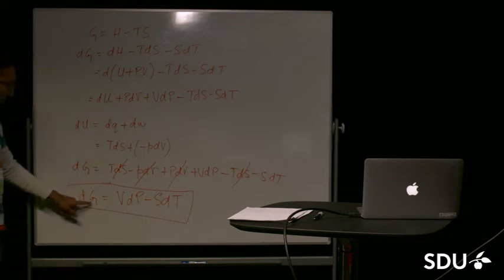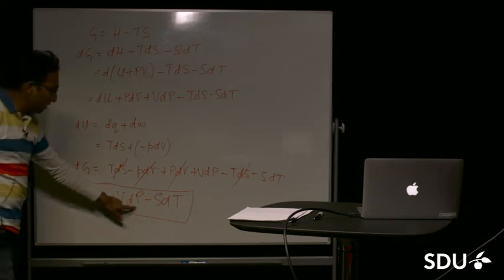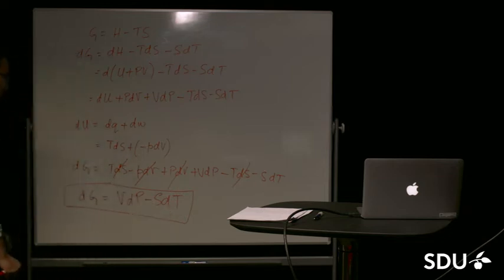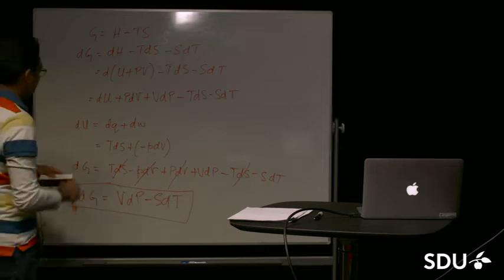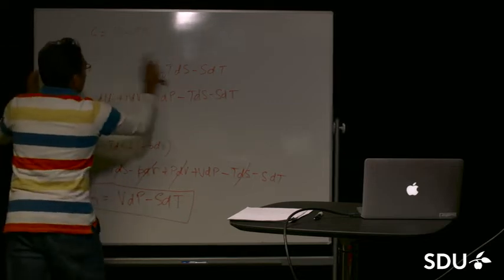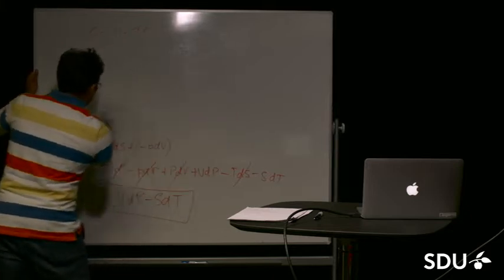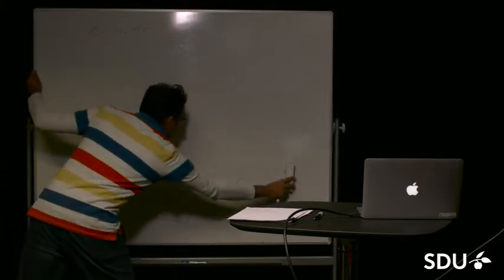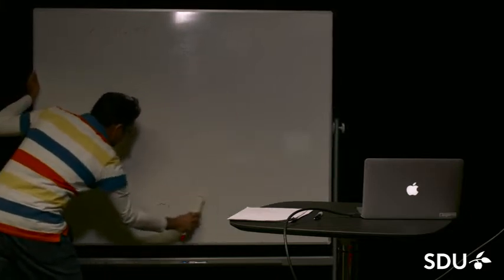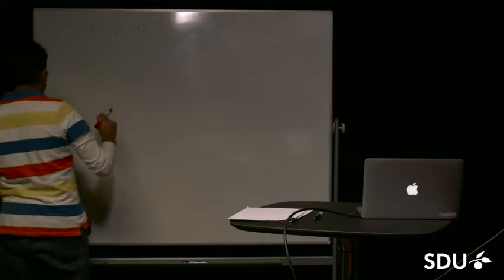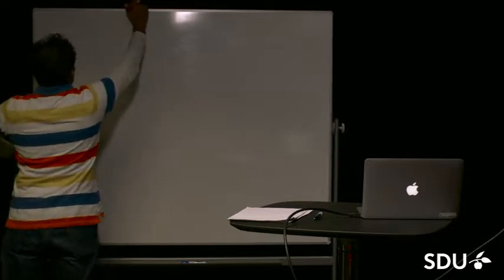Now this is a very important equation because it tells us how the Gibbs free energy varies with pressure and with temperature. Let's go a bit further and start from this equation to see how the Gibbs free energy varies with pressure and temperature when the other variable does not change.